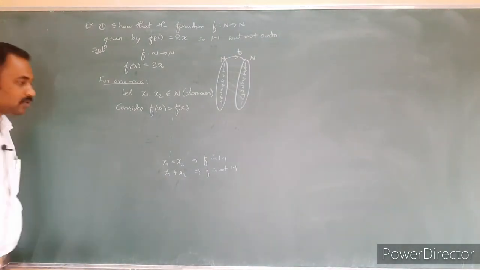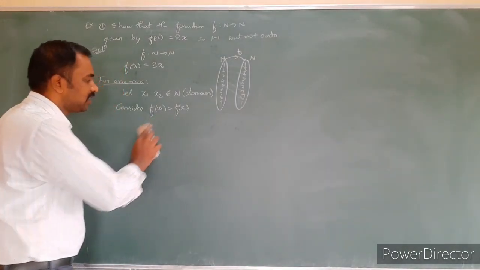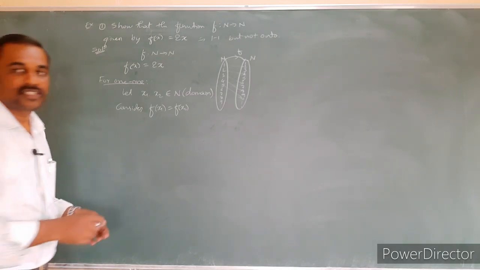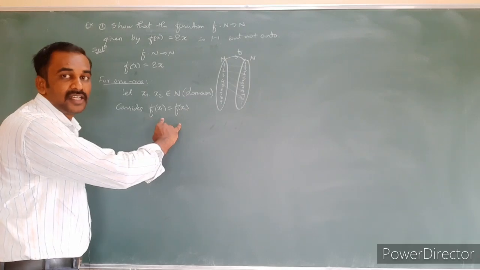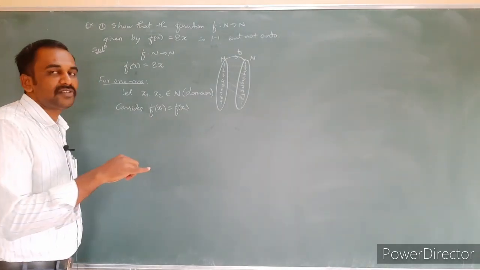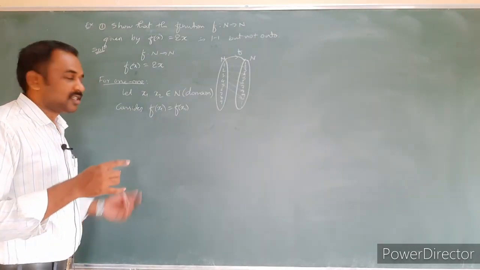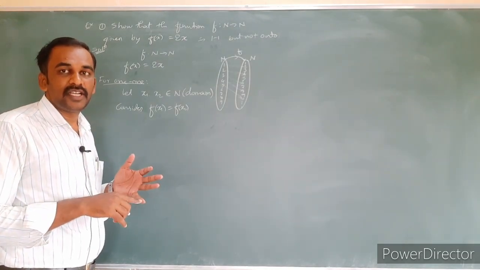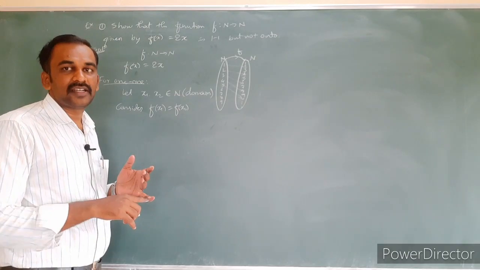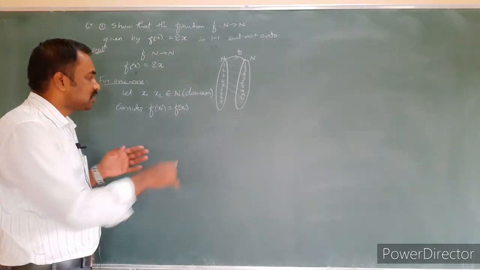Okay, now proceed. How to get x1 is equal to x2 or x1 is not equal to x2? We consider f of x1 is equal to f of x2. What is this method? This method we call the contradiction method. It was in the first syllabus under mathematical reasoning, but for this 2021 academic year they have unfortunately deleted it.